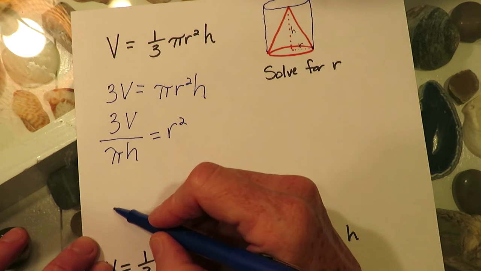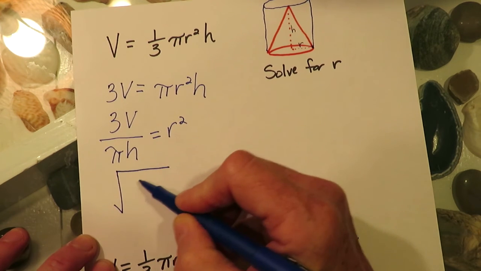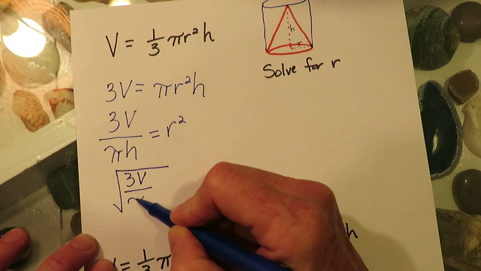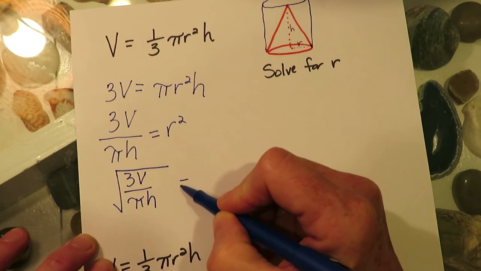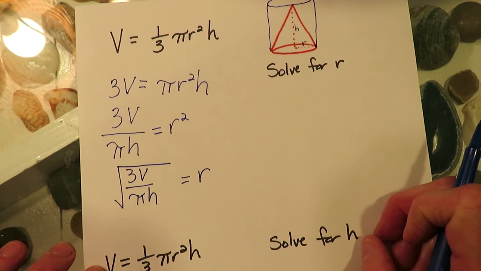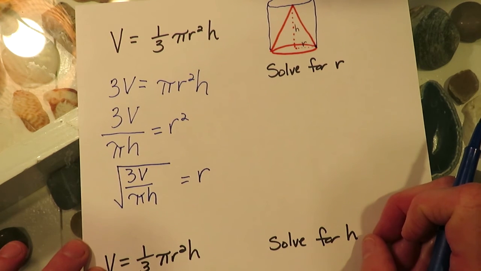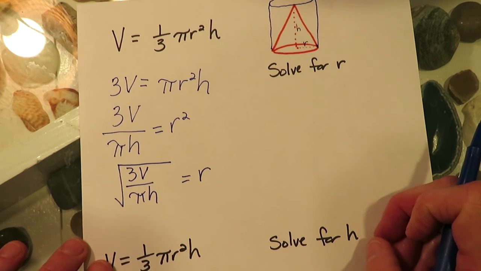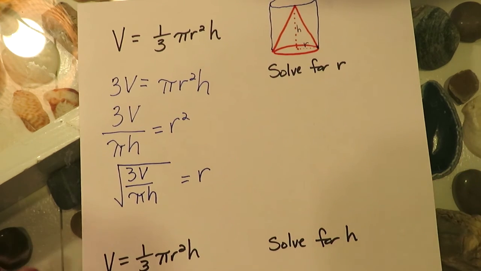And I still want r, so I'm going to undo the square by taking the square root, and now I have solved for r. Notice when I'm doing this, I don't have to worry about putting plus or minus the square root, because it's a radius, and a radius is a length, which should always be positive. If it were not positive, you would not have a cone.